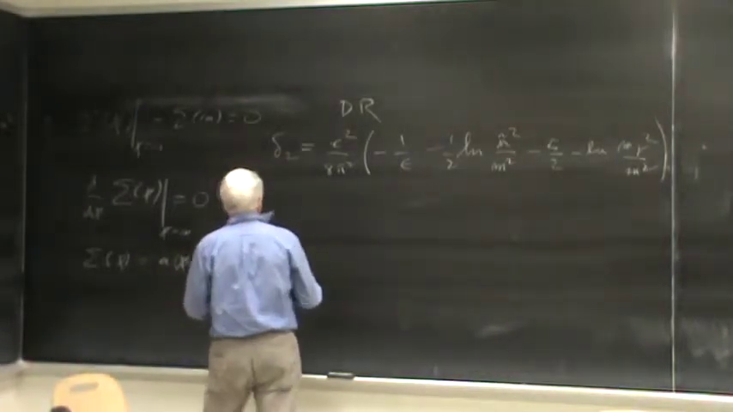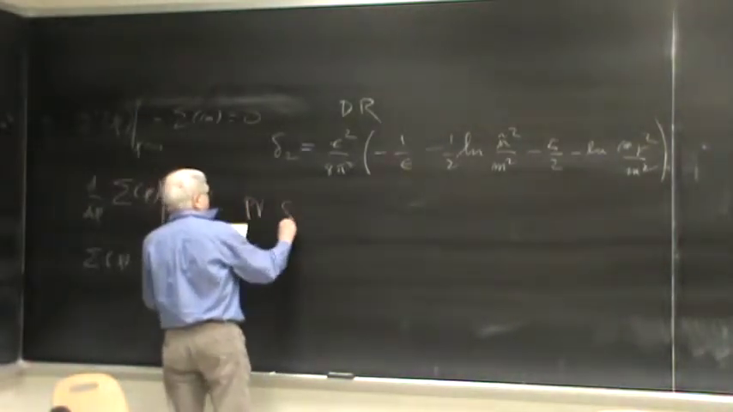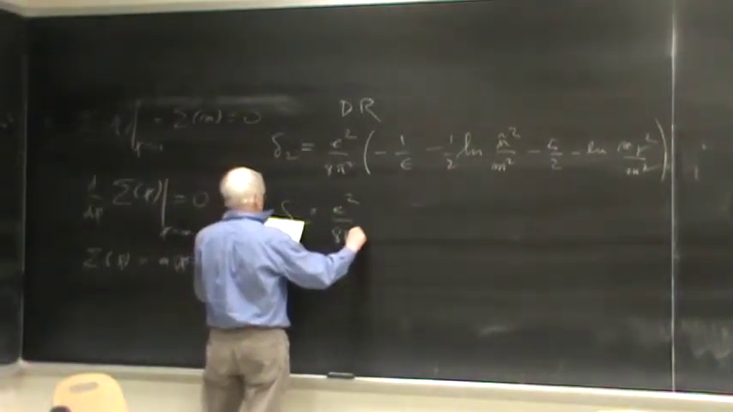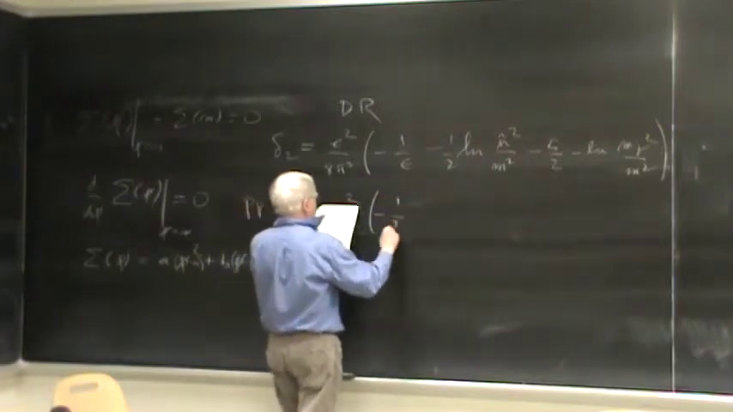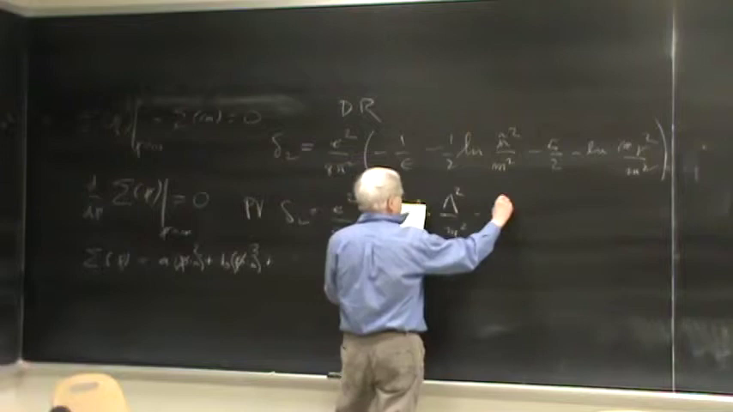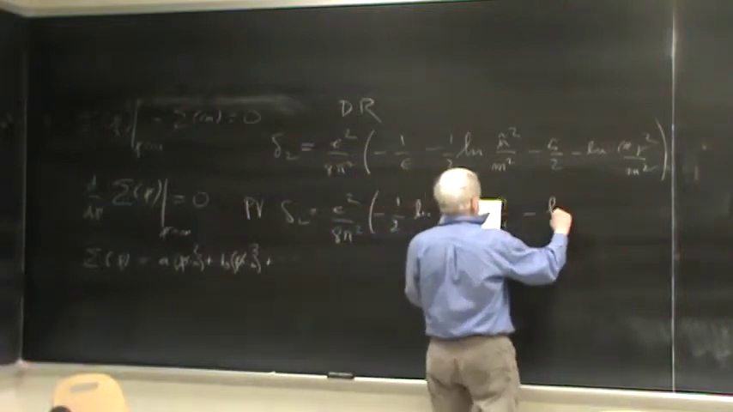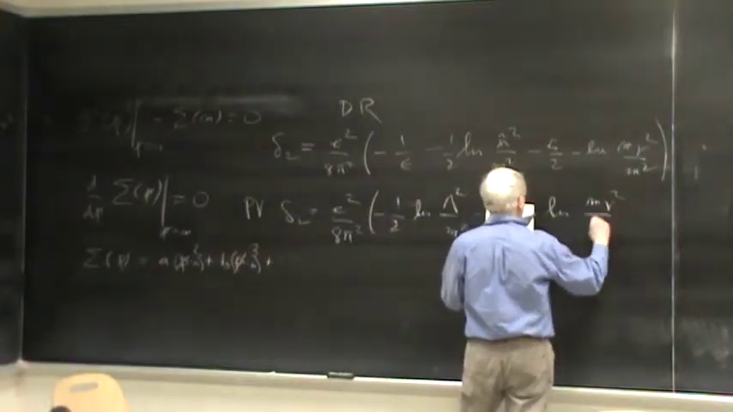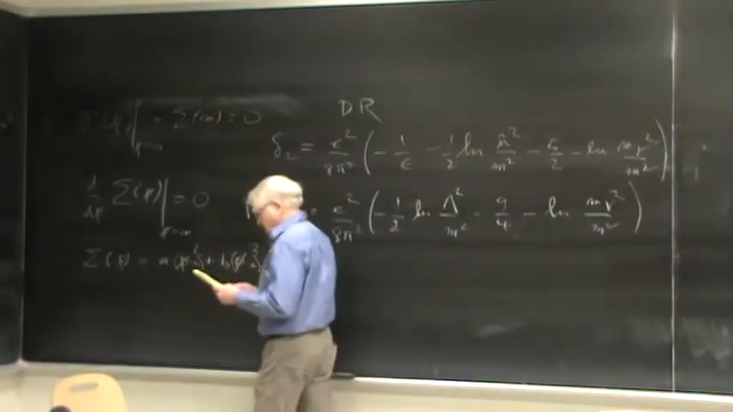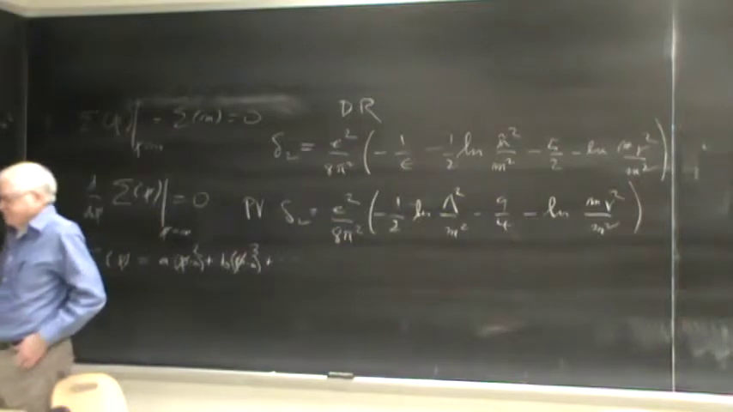In Pauli-Villars, we have delta 2 is e squared over 8 pi squared times minus a half log lambda squared over m squared minus 9 over 4 minus log m gamma squared over m squared. Okay.